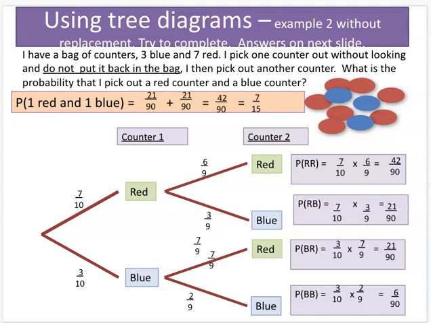All right, how'd you do? Again, notice all these denominators are 9s, and that's because there's only 9 counters in the bag. And if we sum all of these, we will get 90 over 90 for a total of 1. Again, we're answering the same question, so it's going to be RB and BR, which would be 21 over 90 this time, plus 21 over 90, which is 42 over 90, which simplifies to 7 over 15.